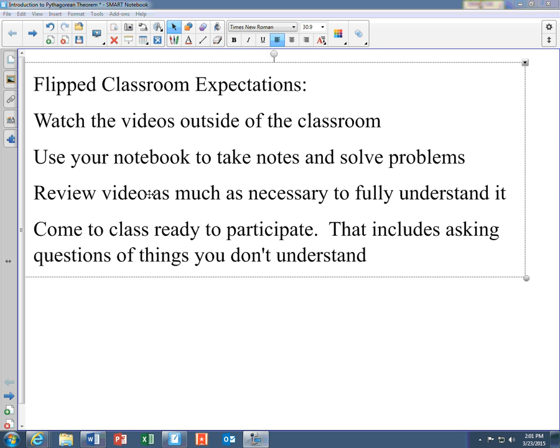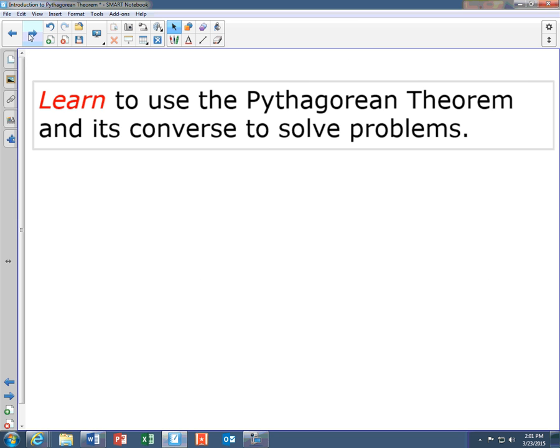So, our first lesson is on the Pythagorean Theorem. We are going to learn to use the Pythagorean Theorem and its converse to solve problems. That second part of that sentence is what we're going to do later. Today, we're just going to learn about the Pythagorean Theorem.